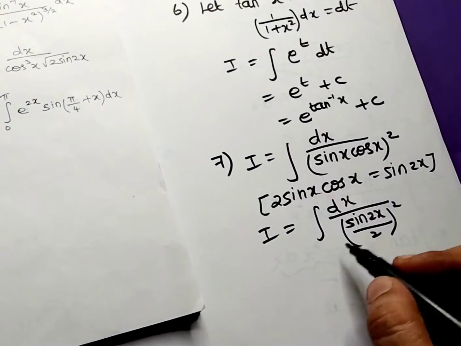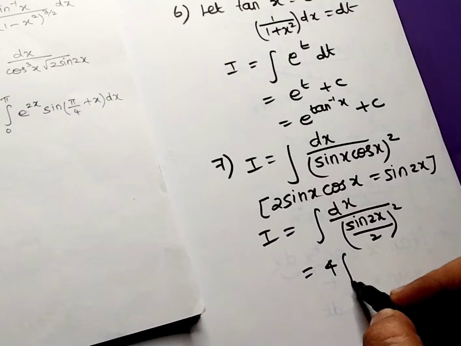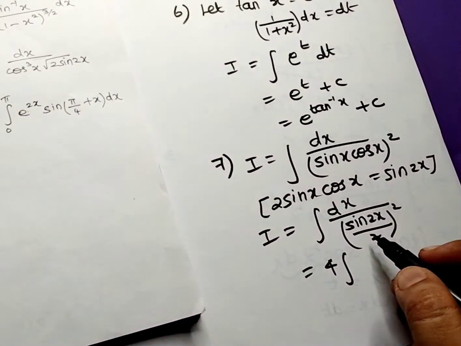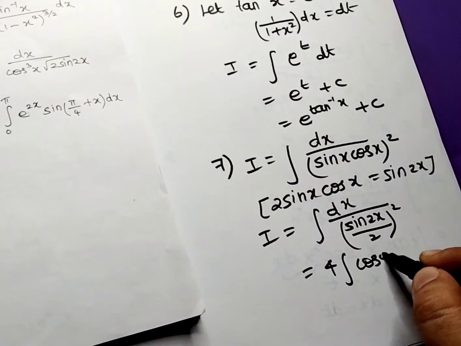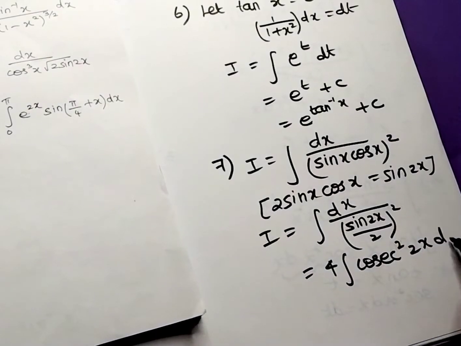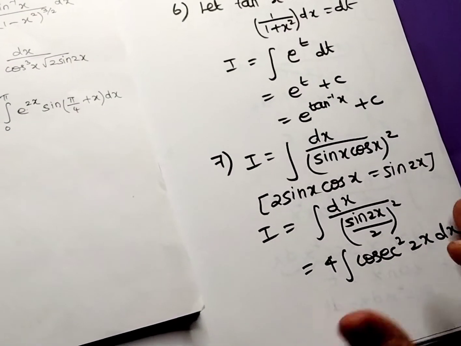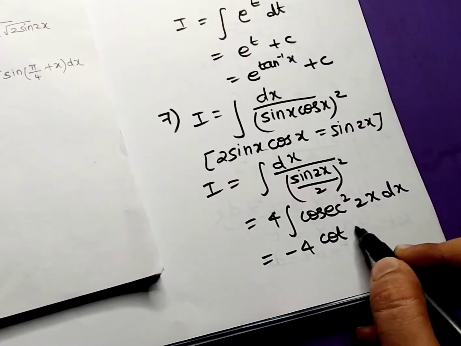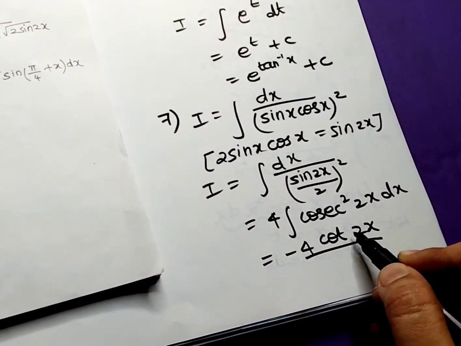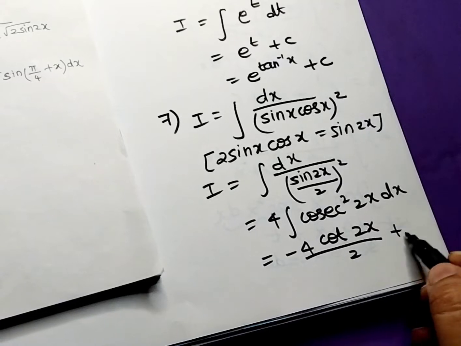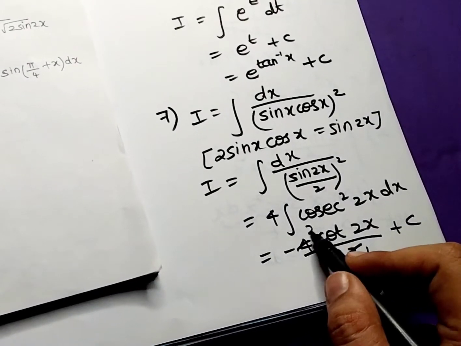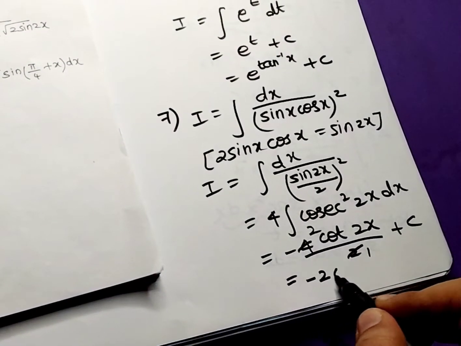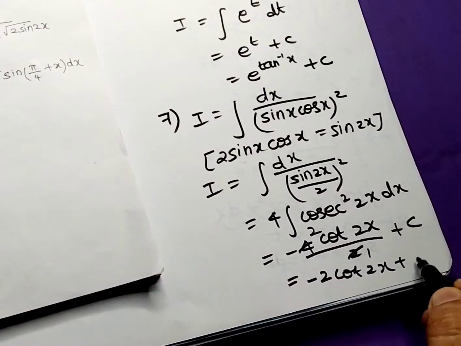We take the reciprocal. 2 square is 4, we can take it out, and 1 by sine is cosecant, we have power 2, 2x. And cosecant square integration is minus cot x, so minus 4 cot 2x, the whole by the coefficient of x, which is 2, plus c. So here this gets cancelled, so we get minus 2 cot 2x plus c.